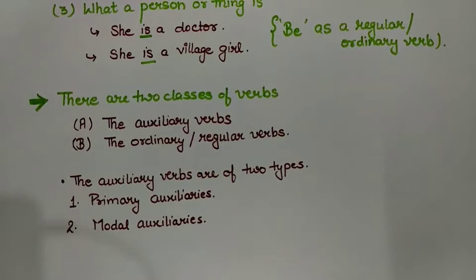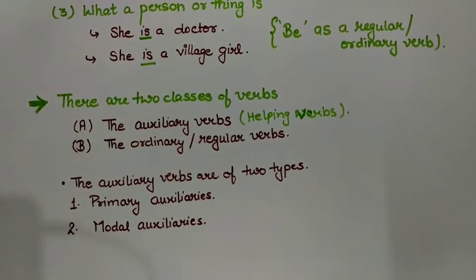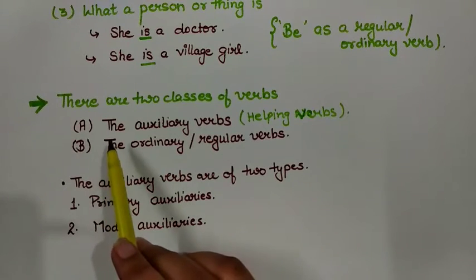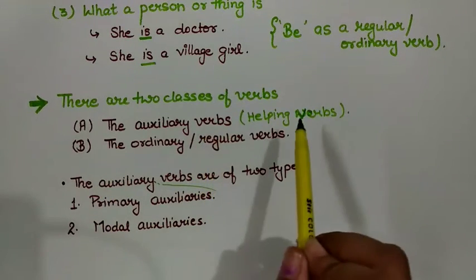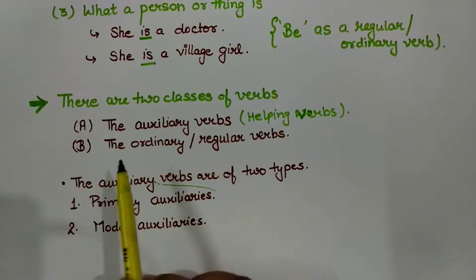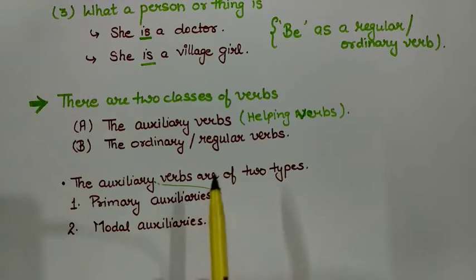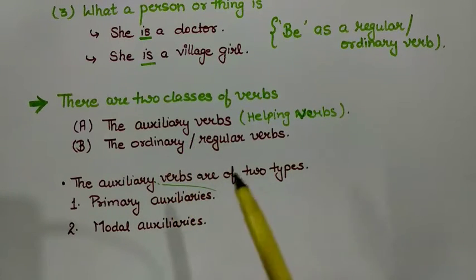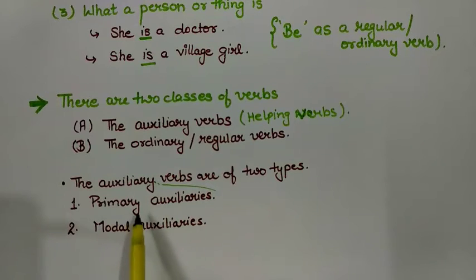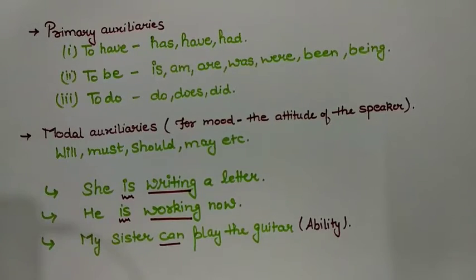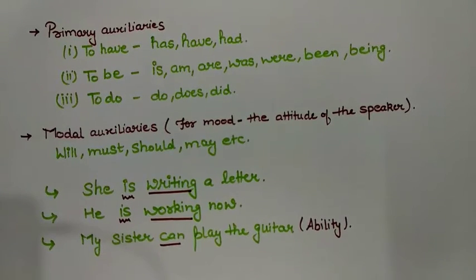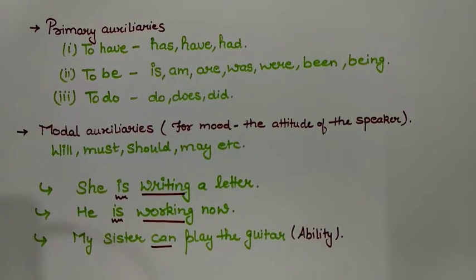Now, there are two classes of verbs. One is the auxiliary verbs, also called helping verbs, and the other one is the ordinary or regular verbs. Auxiliary verbs are again of two types, that is, primary and modal auxiliaries. Auxiliary verbs are actually helping verbs. They are not doing an action in the sentence, but they are supporting the action verbs.